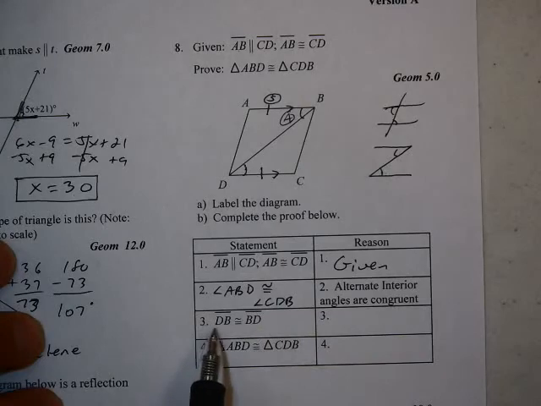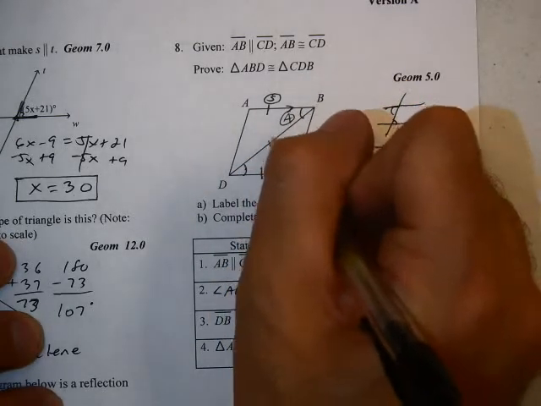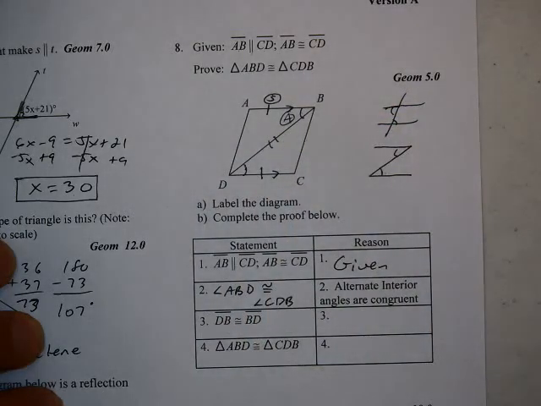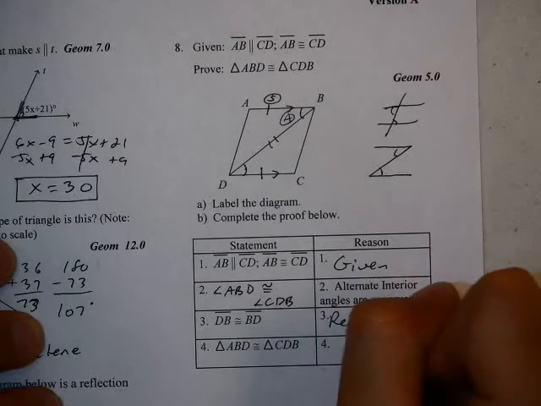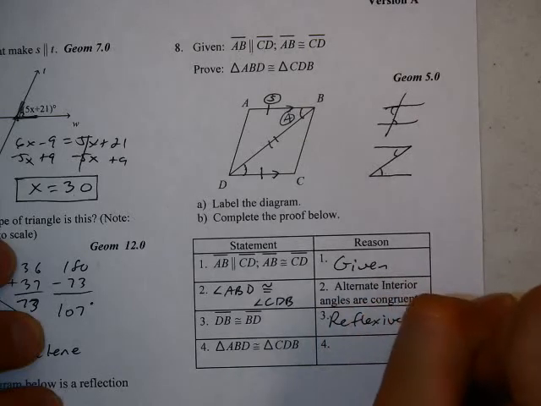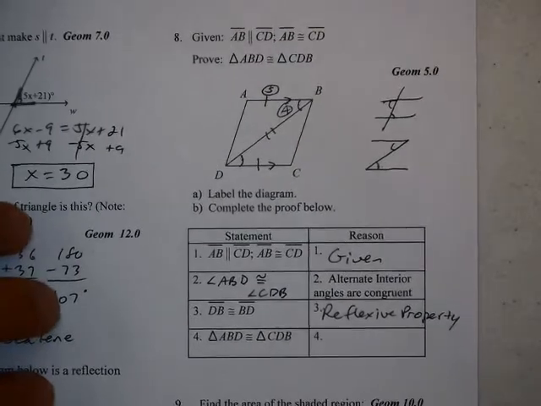Now for 3, it says DB is congruent to BD. DB, BD, which means they're sharing that side in the middle. And for that reason, remember that's called the reflexive property, where something is equal to itself. And in that room, so I'm just going to write outside there.